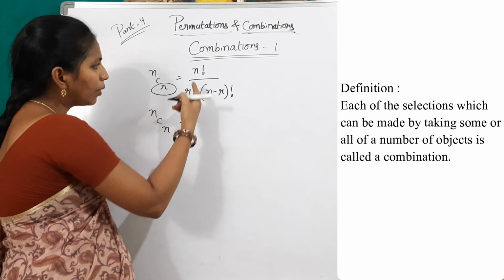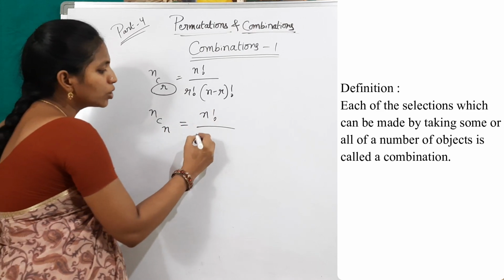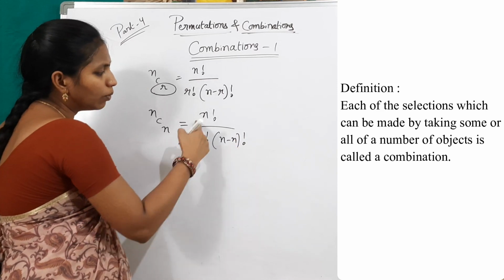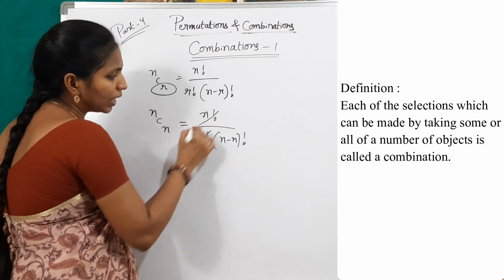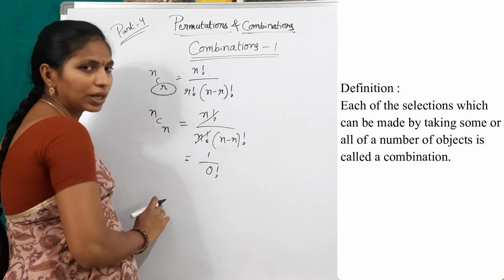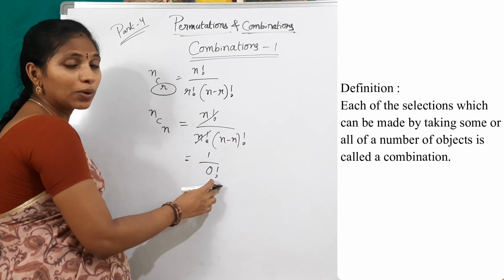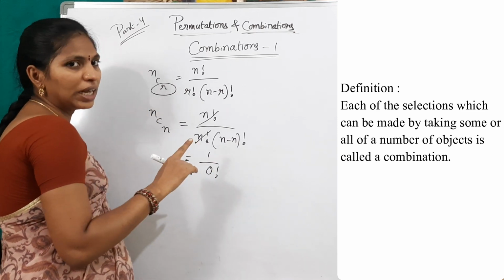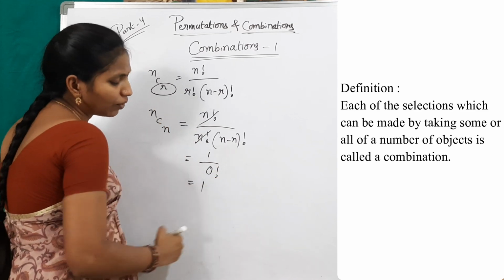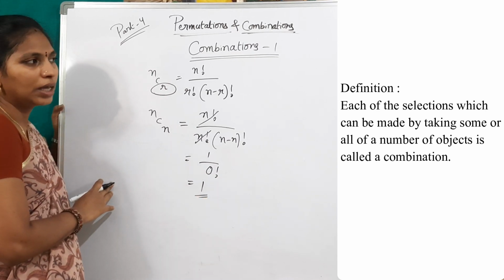nCn equals, now write the formula: n factorial by, in the place of r there is n, so r factorial is n factorial, into (n minus n) factorial. That equals, n factorial gets cancelled, so 1 by (n minus n), which means 0 factorial. 0 factorial is equal to what? Not 0, that is 1. 1 factorial equals 0 factorial equals 1. That equals 1 by 1, which is 1. nCn is equal to 1.